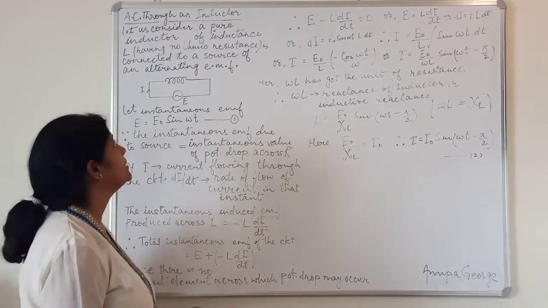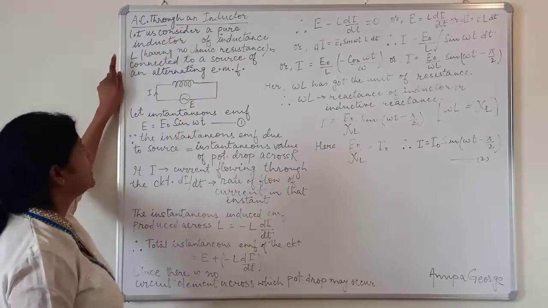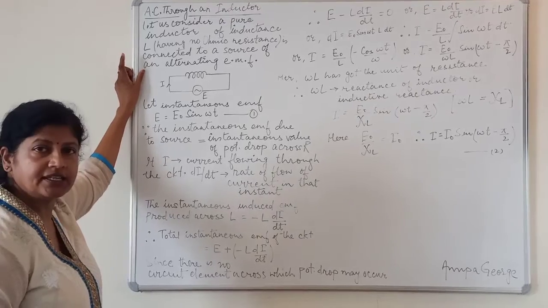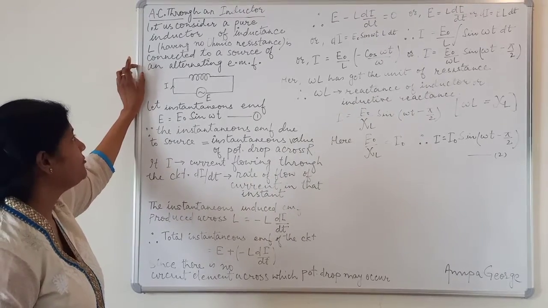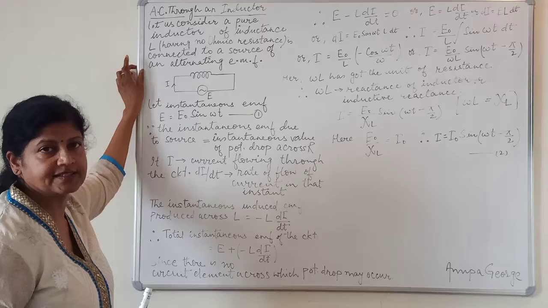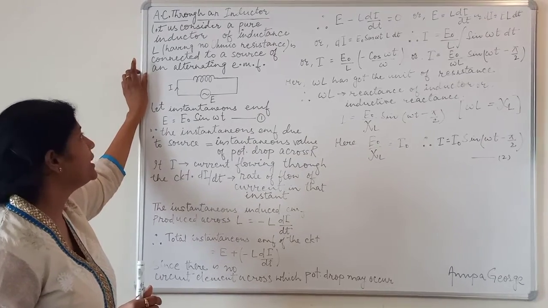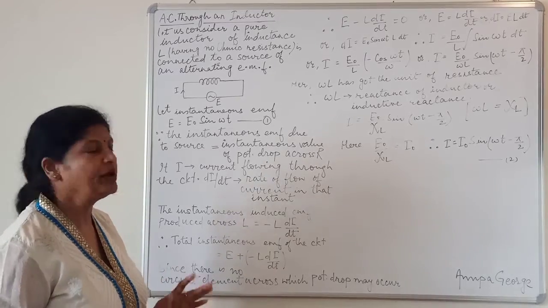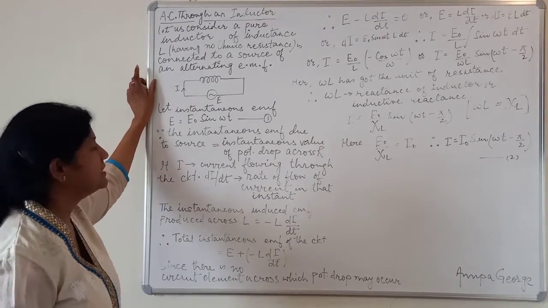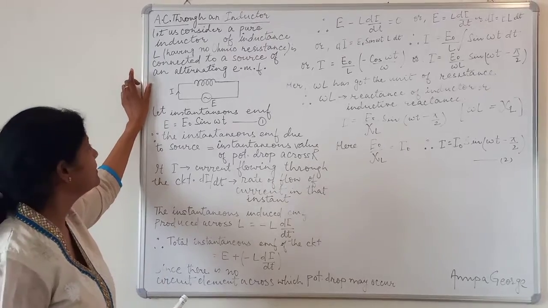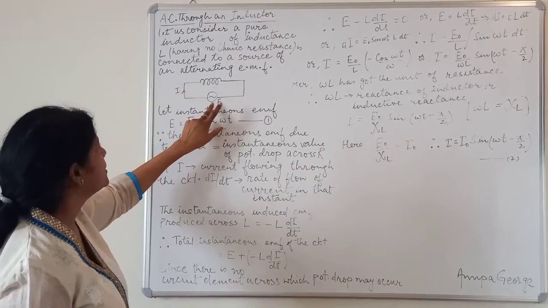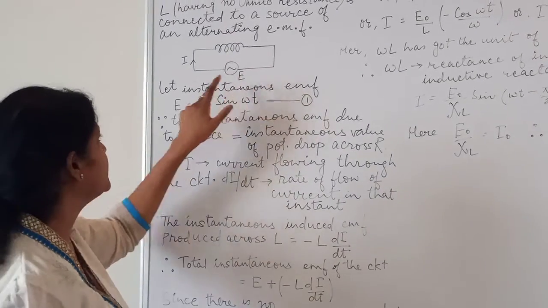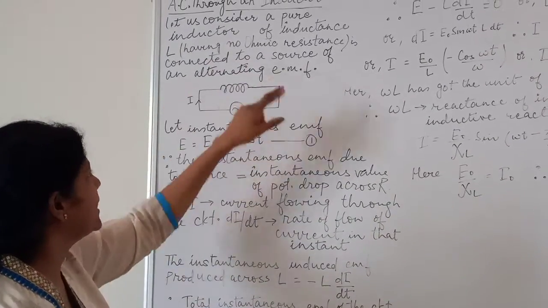AC through an inductor. Let us consider a pure inductor of inductance L having no ohmic resistance. Pure inductor means it has no ohmic resistance, and the inductor is connected with an alternating EMF supply. Here you see our circuit diagram.